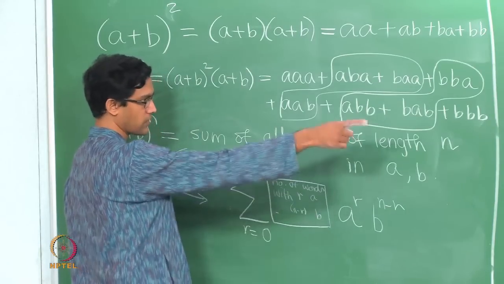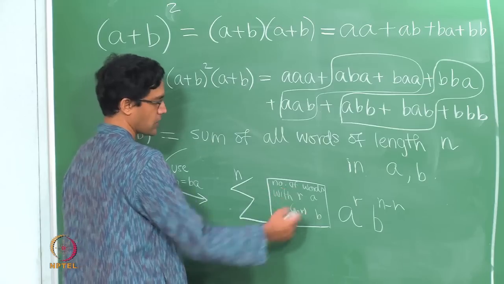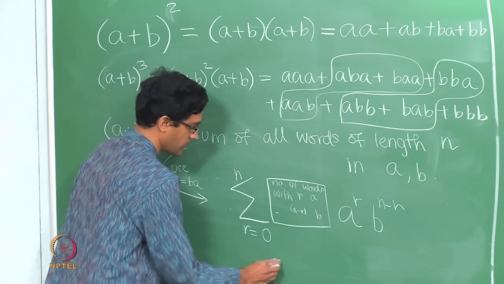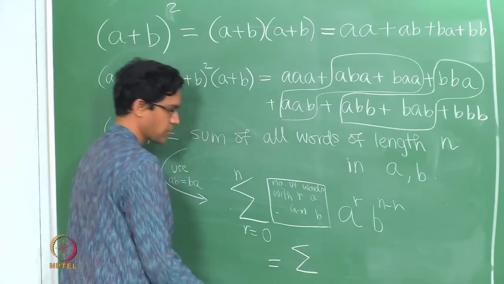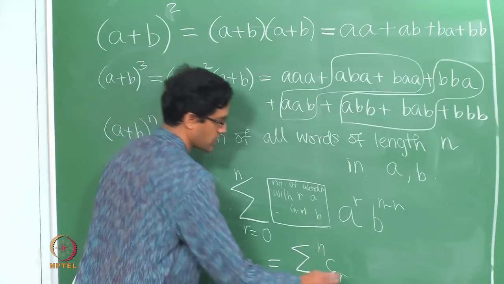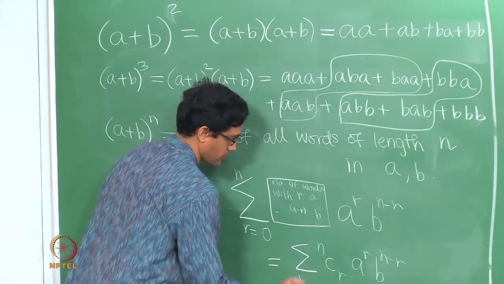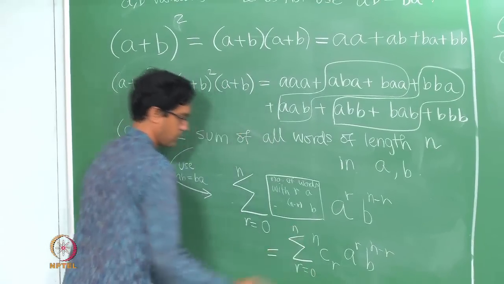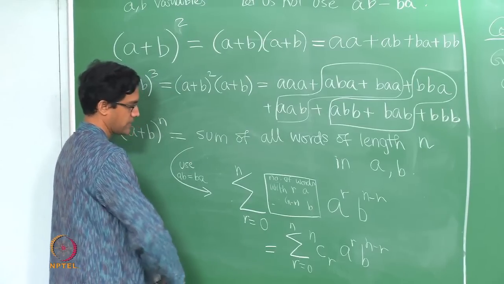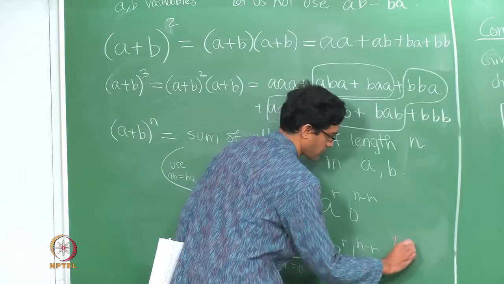We said, well, in general there I did 4 choose 2, but it is clear in general what it is: exactly n choose r, because a word of length n in which you have r A's is just determined by the positions where the A's occur. So this is just n choose r, or nCr, A^r B^(n-r), and that is exactly what we call the binomial theorem.